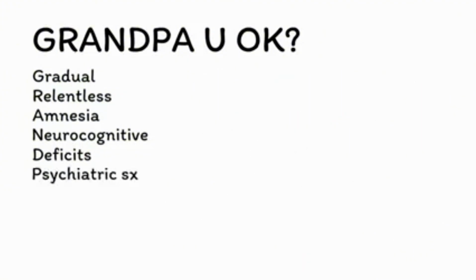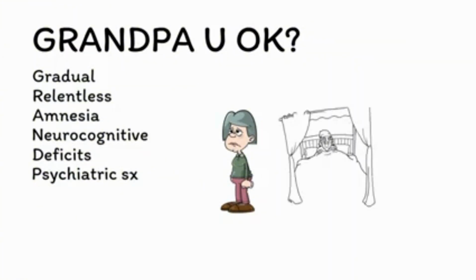Next, P is for psychiatric symptoms. All the symptoms we talked about so far involve the loss of previous function. Alzheimer's disease can also cause the onset of new dysfunction as well. Psychiatric symptoms are common, with patients often experiencing mood changes such as depression, anxiety, irritability, and apathy. Sleep disruption is also common.